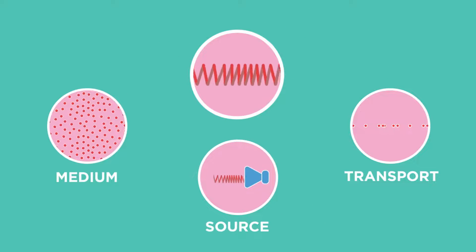We have our source and our medium to travel through. The sound wave is transported from one location to another by particle-to-particle interaction. As one particle is displaced, it exerts a push or a pull on its nearest neighbours, causing them to be displaced from their position.